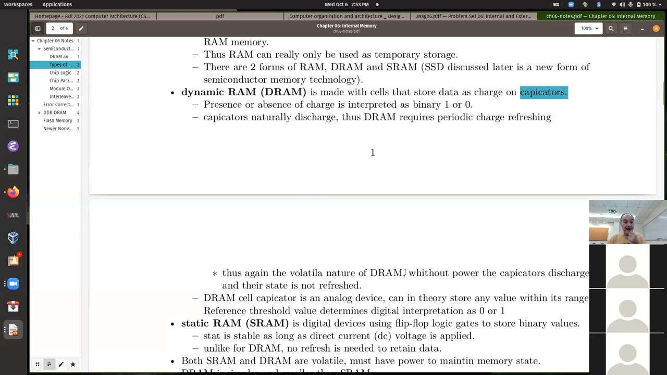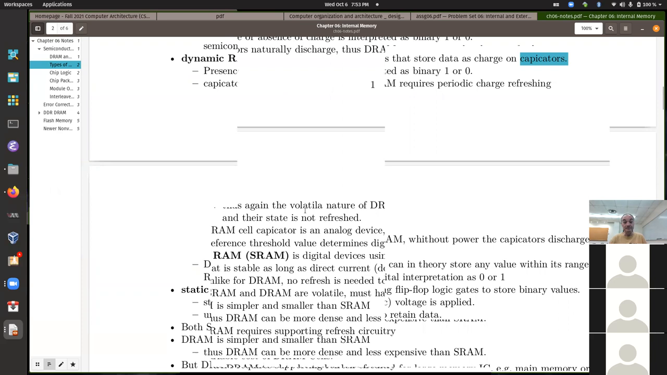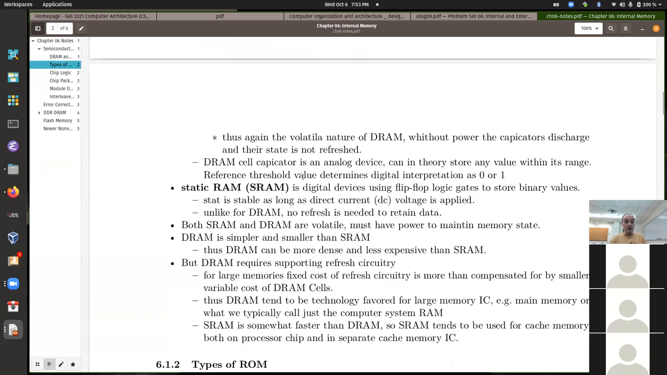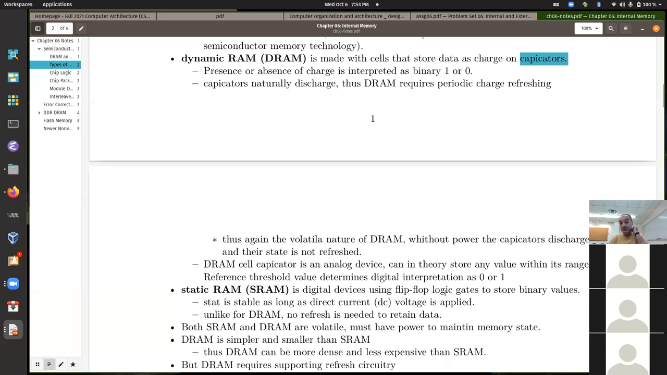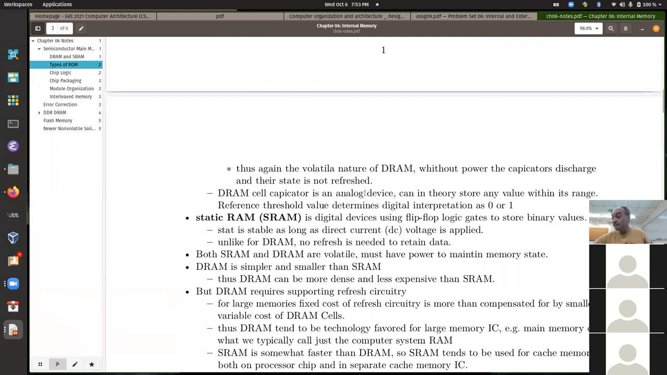So in this case, for the DRAM, you actually have to refresh it. So you have to know whether it holds a charge or not, and refresh it periodically. Whereas static RAM uses digital logic gates, a type of technology called a flip-flop. We'll talk a little bit about electronic components in this course later on, when we get to building the actual components of the central processing unit.